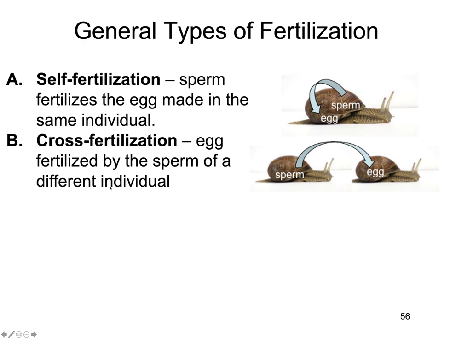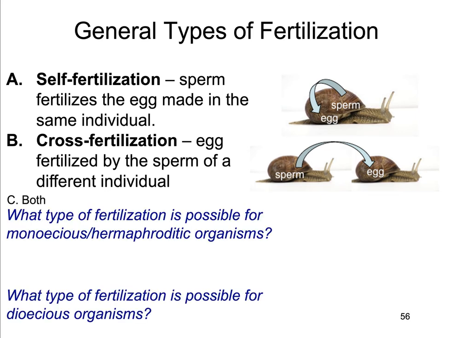And this is in contrast to cross-fertilization, where you have a sperm from one individual fertilizing an egg from a different individual, okay? So self-fertilization versus cross-fertilization. Self is within the same individual, cross is between individuals, but in both cases, this is an example of sex. Anytime that there's fertilization, there's sex.